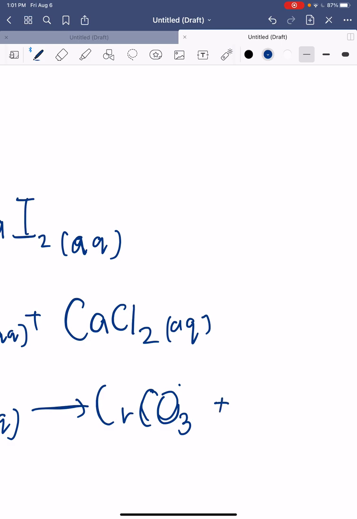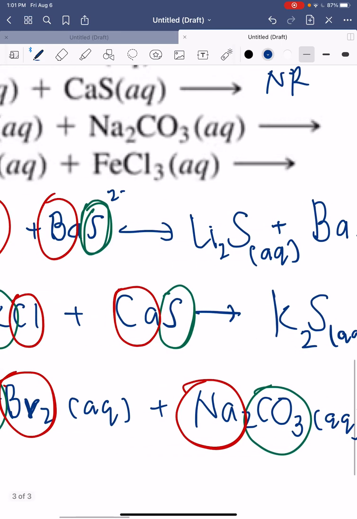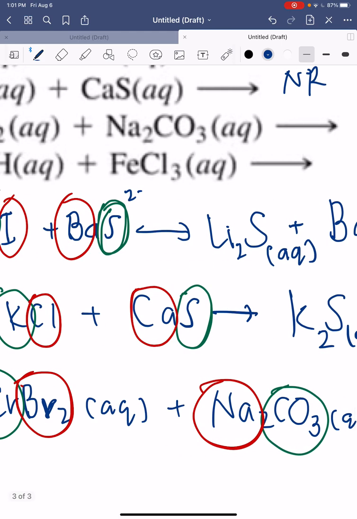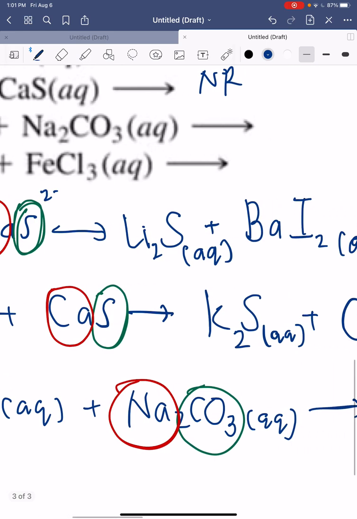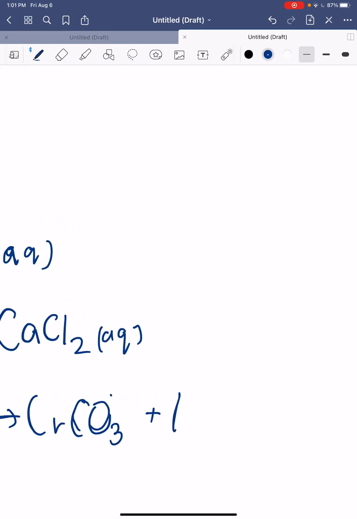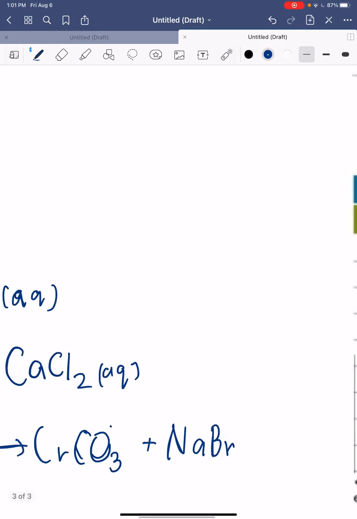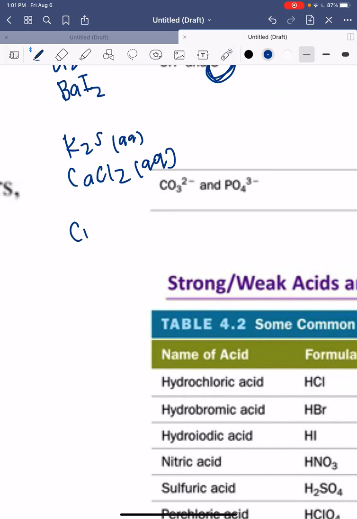The next one, we have sodium bromide. Bromide is a -1, sodium is a +1. Those cancel out as well. We have NaBr. Let's look at our products. We have CrCO3 and NaBr.